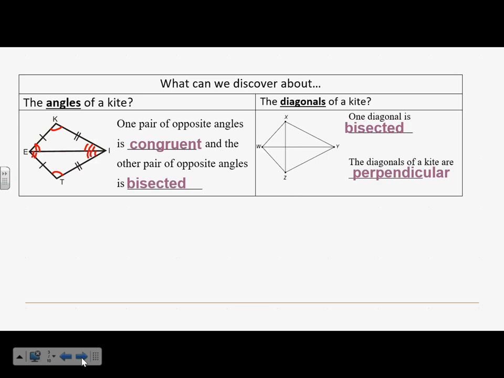Then over here, one diagonal is bisected. So this diagonal is bisected perfectly. And the diagonals are perpendicular every single time. So again, the hard part of a kite, in my opinion, is that you have to make sure you know there's only one pair of opposite angles that are congruent. You have to make sure you know which one. Only one diagonal is bisected. You have to make sure you remember which one.